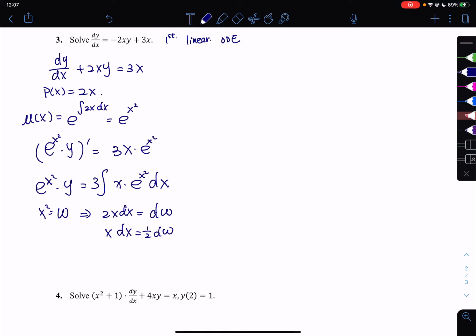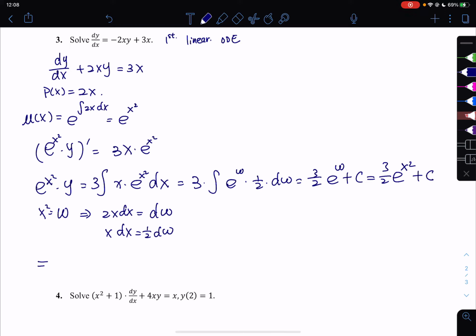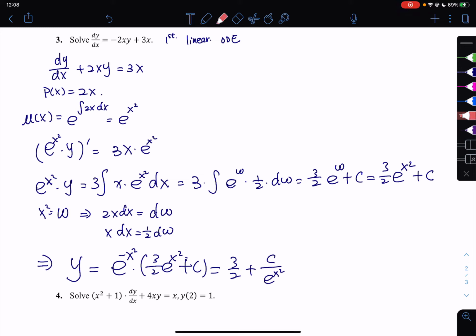So you can get to your original problem as 3 times the integral of e to the w and then 1/2 dw, which is 3 over 2 e to the w plus c, which is 3/2 e to the x squared plus c. Therefore, you end up with your final answer, which is y equals e to the negative x squared multiplied by 3 over 2 e to the x squared plus c, which is 3 over 2 plus c divided by e to the x squared. So this is what I end up with.